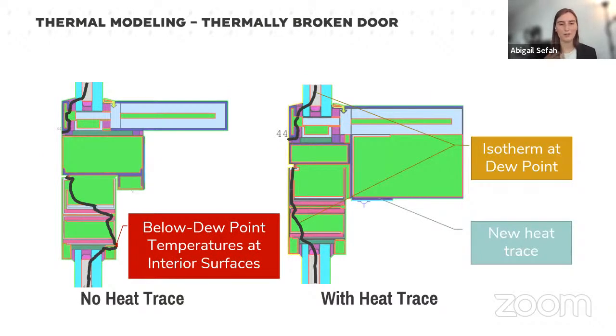Okay, here are our models of the thermally broken door. You can see it's a little bit different profile with and without heat trace. So we started by modeling it without heat trace, but we saw that we were still getting some below dew point temperatures at interior surfaces. Not nearly as bad as before, but we're still seeing that condensation is likely to occur. Therefore, we modeled some heat trace around the door perimeter, and we're able to push the dew point isotherm towards the exterior and give us a much greater certainty that we would avoid condensation over time.